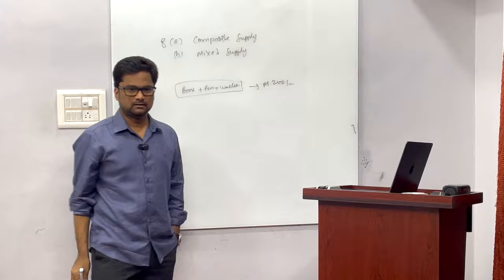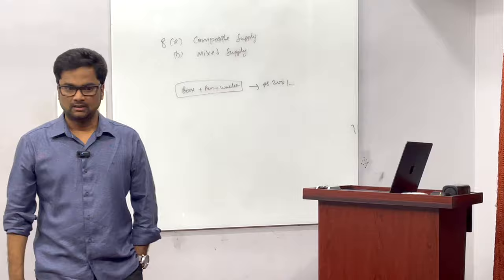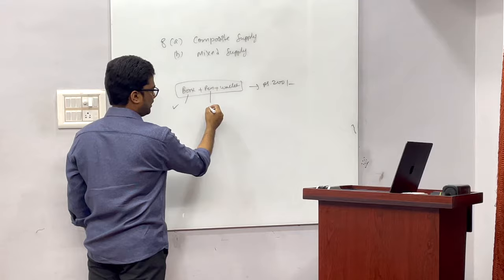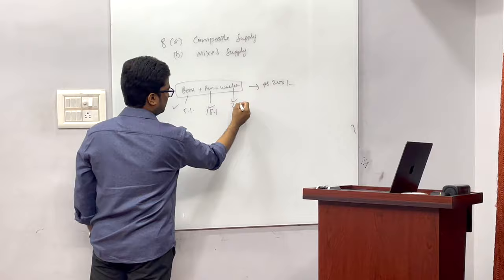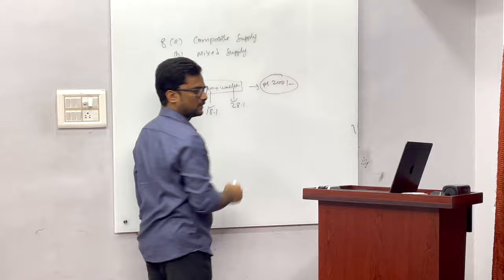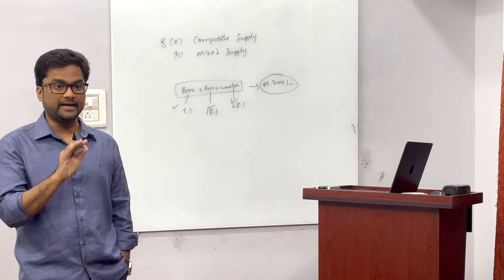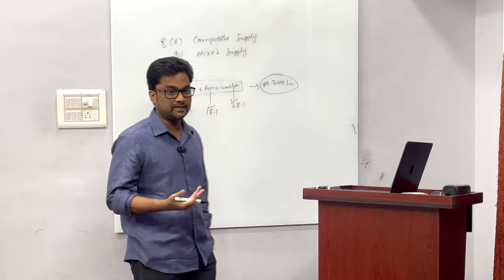Then complexity comes. Sir, what is the complexity? Now, this book may have a different rate of tax. This pen may have a different rate of tax. This wallet may have a different rate of tax. But I have only one price. You understand? Now, which rate is to be applied? Whether it is 5 or 18 or 28, which rate is to be applied is a matter of concern.